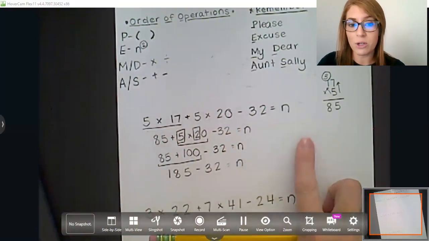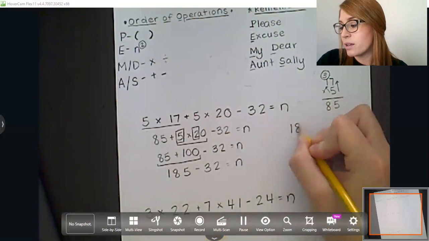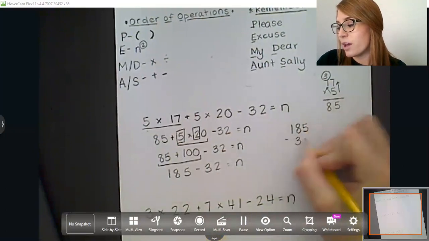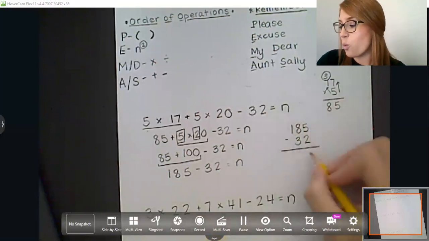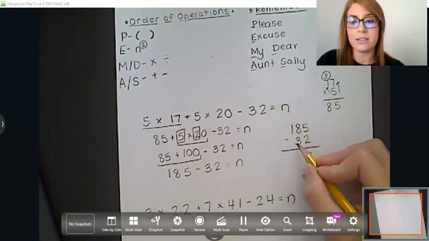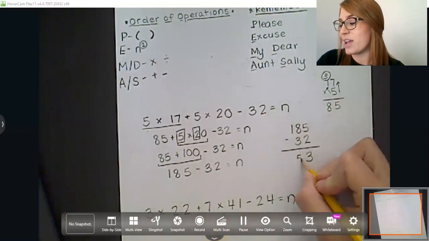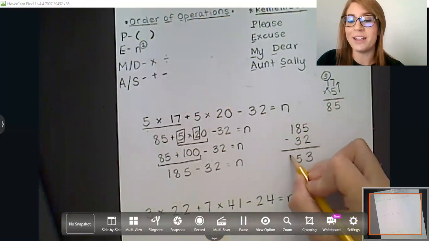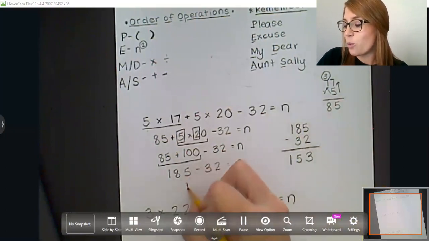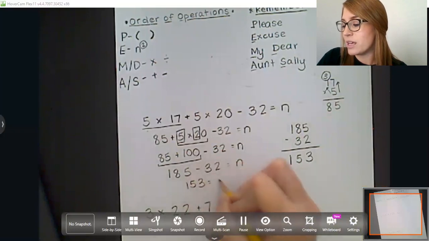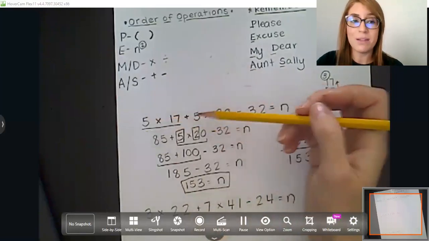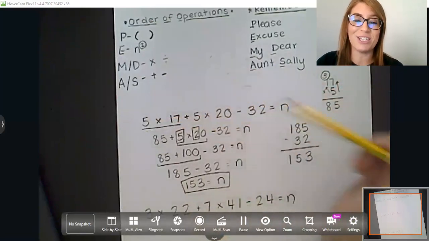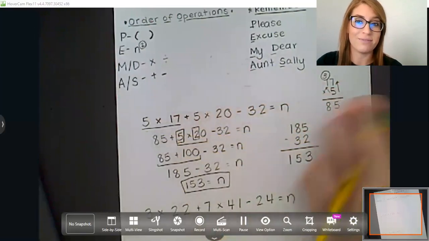I'm gonna come over here for some scratch work so I can solve that. Okay, 5 minus 2 is 3, wonderful. 8 minus 3 is, very good, it is 5, and 1 minus 0 is 1. Very good, so 153 is our answer. So 5 times 17 plus 5 times 20 minus 32 equals 153. Good job, guys.